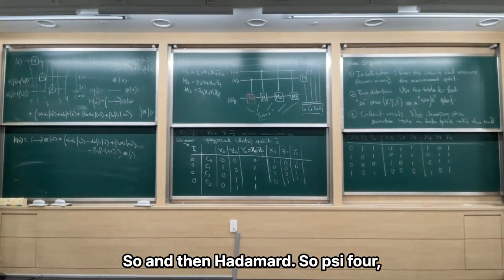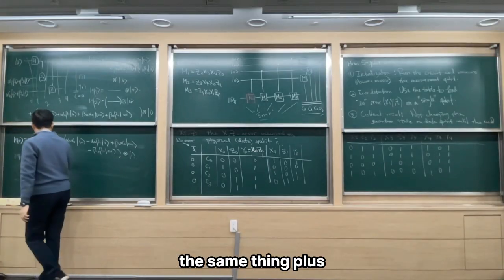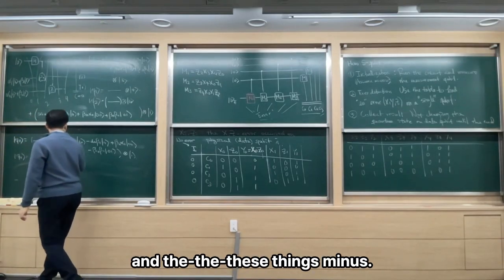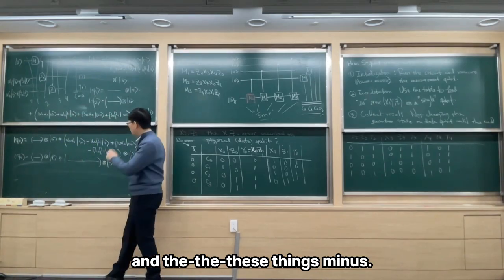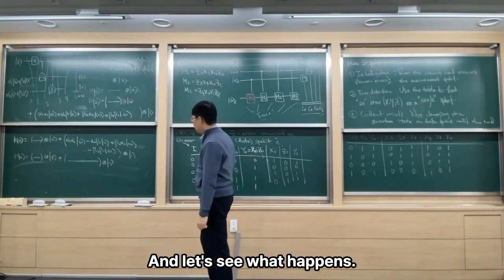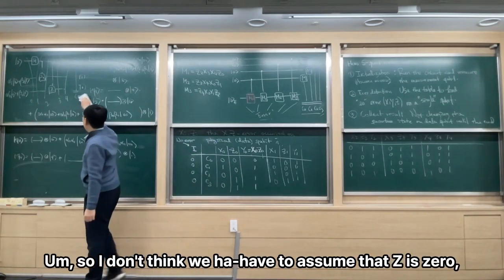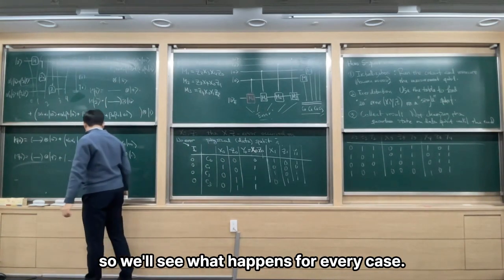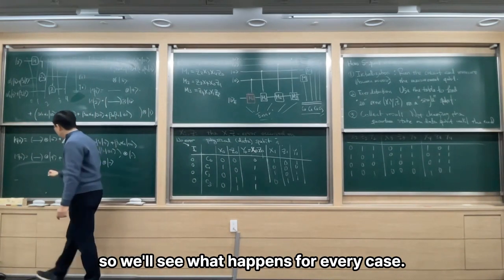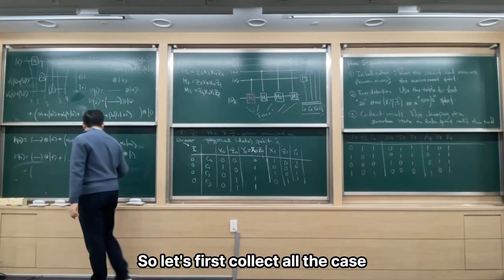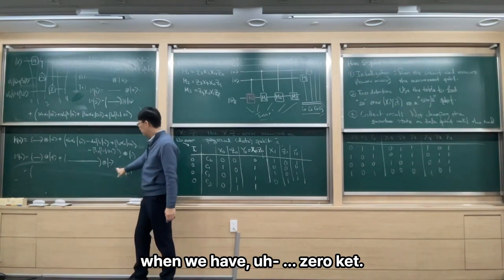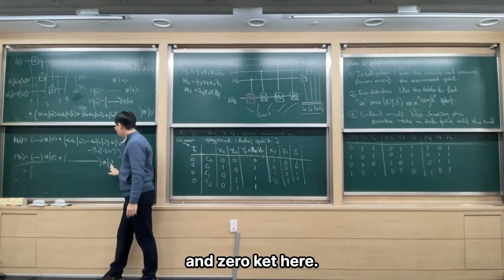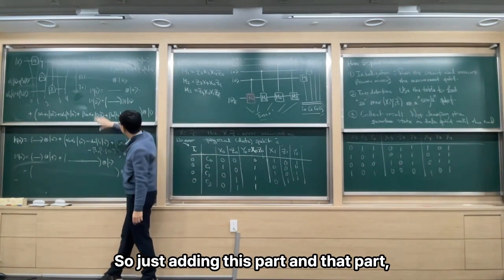And then Hadamard. So psi 4, the same thing, plus, and these things, minus. And let's see what happens. I don't think we have to assume that C is 0. So we'll see what happens for every case. So let's first collect all the cases when we have 0 ket. So we're going to have a 0 ket here and 0 ket here. So just adding this part and that part.